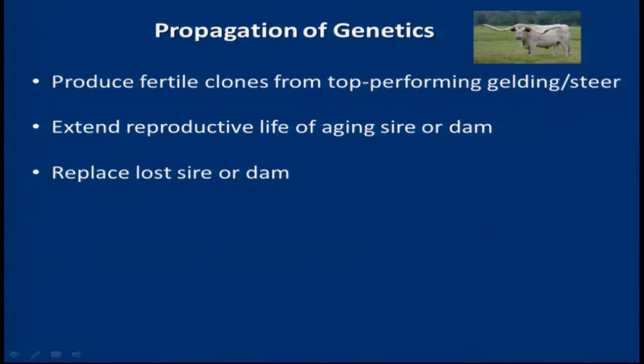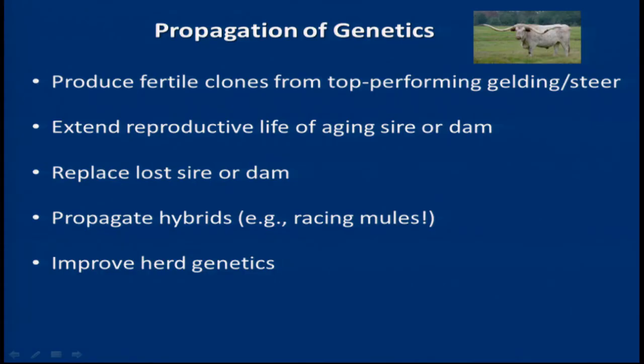You can replace a lost sire or dam if you had the foresight to save some of the cells. And you can propagate hybrids. So this would either be F1 hybrids that you've crossed for superior meat production, or it could even be sterile hybrids such as racing mules. And racing mules were one of the first animals to be cloned after the traditional cattle, sheep, and goats. You can use it to improve herd genetics. You can have proven clones and ensure uniformity of product. And one of the interesting things here with the uniformity of product, there have been studies where people look at meat carcasses at the slaughterhouse, decide that they have a superior carcass, take cells from the carcass and use them in cloning to obtain the genetics.